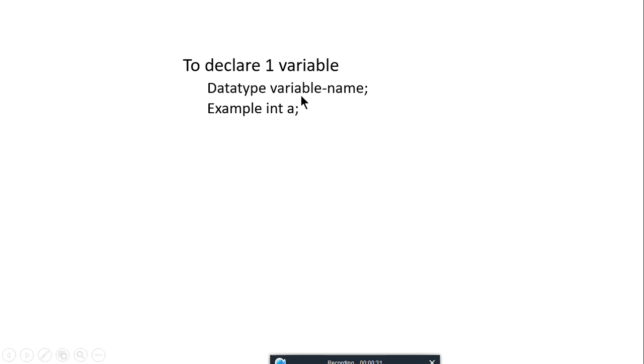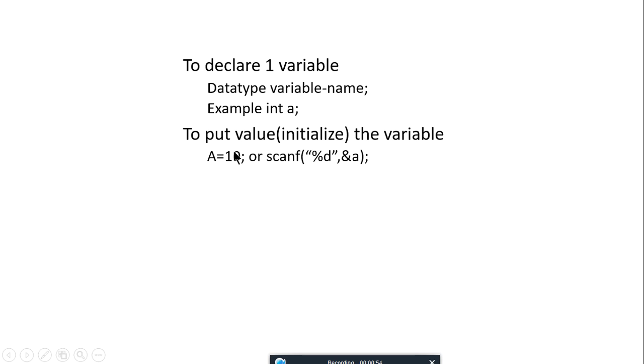Generally in C language, if we want to declare a variable, what do we do? Int a. Int is the data type and a is the variable. So this is the syntax and this is the example, right? After declaring a variable, memory is allocated to your variable depending upon the size of your data type, for example 2 bytes or 4 bytes.